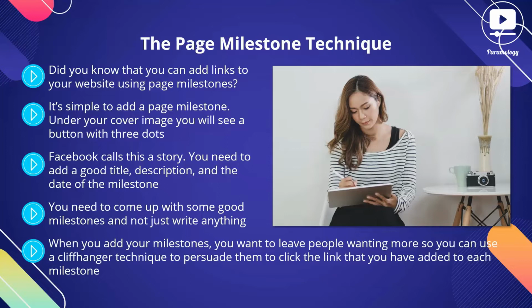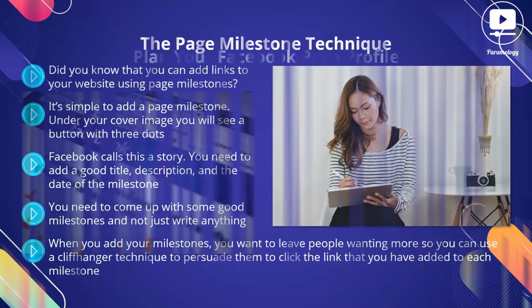When you add your milestones, you want to leave people wanting more, so you can use a cliffhanger technique to persuade them to click the link that you have added to each milestone. For example, you could tell them how you made your first few dollars online and then tell your visitors that they can see more details by clicking the link.